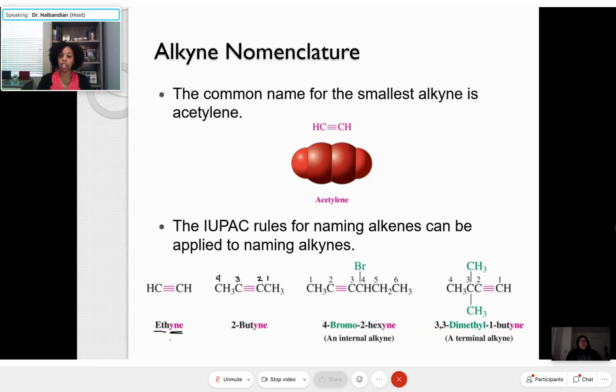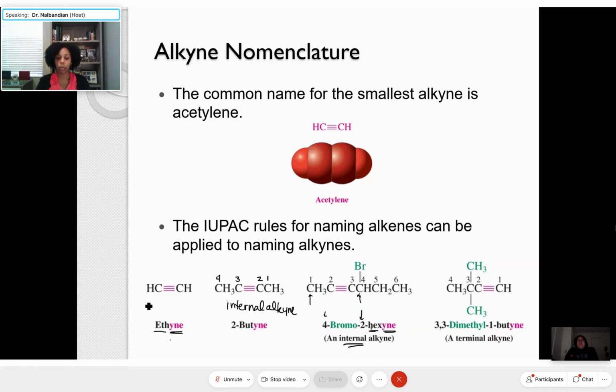So here the longest carbon chain is 6 carbon, so hex. It does include the alkyne, so hexyne. And with this, we number it from the left to get to the alkyne as quickly as possible. So it's on carbon 2, so 2-hexyne. And then on carbon 4, we have the bromo. This is what we would call an internal alkyne. Internal alkyne meaning that there's a carbon on either side of the 2 carbons of the alkyne. So this is also an internal alkyne.